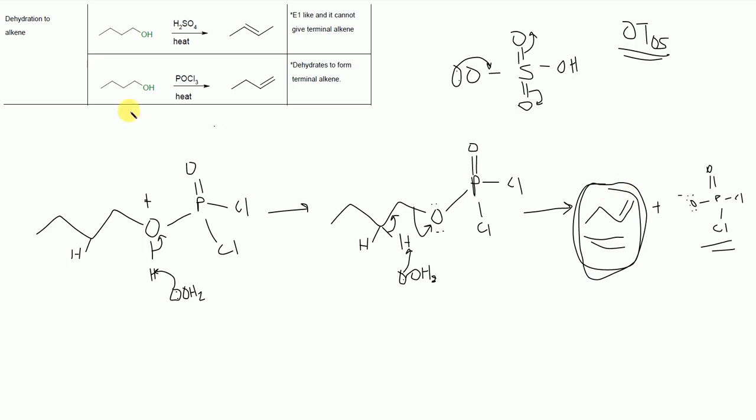So just remember, POCl3 allows us to form terminal alkenes, and H2SO4 allows us to form internal alkenes, and more specifically the most substituted double bond because they're the most stable.